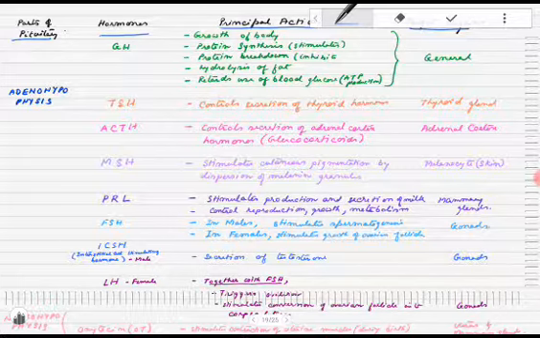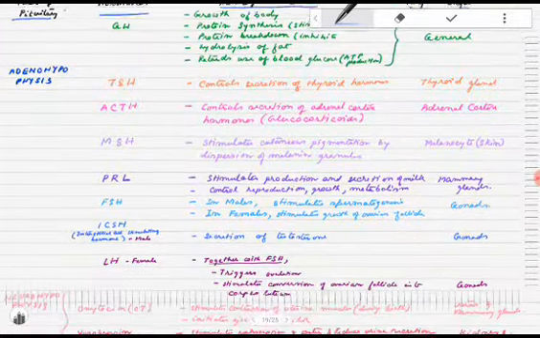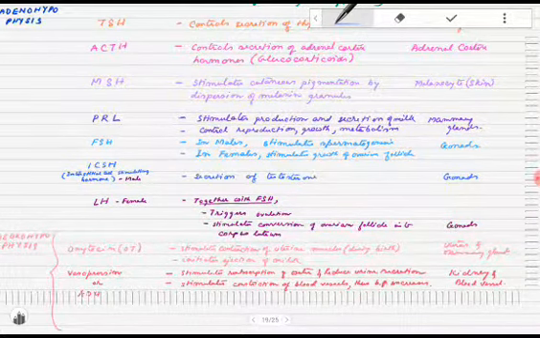Now, thyroid stimulating hormone, TSH, controls secretion of the thyroid hormones, and its target organ is the thyroid gland. ACTH controls secretion of the adrenal cortex hormones, the glucocorticoids, and its target organ is the adrenal cortex. MSH stimulates cutaneous pigmentation by dispersion of melanin granules, and its target organ is the melanocyte of the skin. And PRL stimulates production and secretion of milk. Its target organ is the mammary gland.